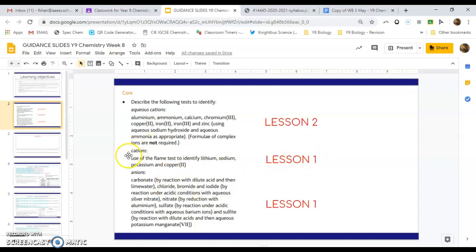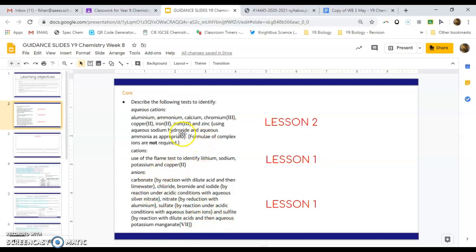So lesson one will be starting off quite gently. It will be talking about 4 positively charged ions: lithium, sodium, potassium, and copper 2, as in the copper 2 plus ion. Then lesson 1 goes on to talking about the carbonate tests, chloride, bromide, and iodide tests, the nitrate tests, the sulfate tests, and the sulfite tests. In older texts for Cambridge IGCSE, the sulfite test wasn't quite there, but now it is.